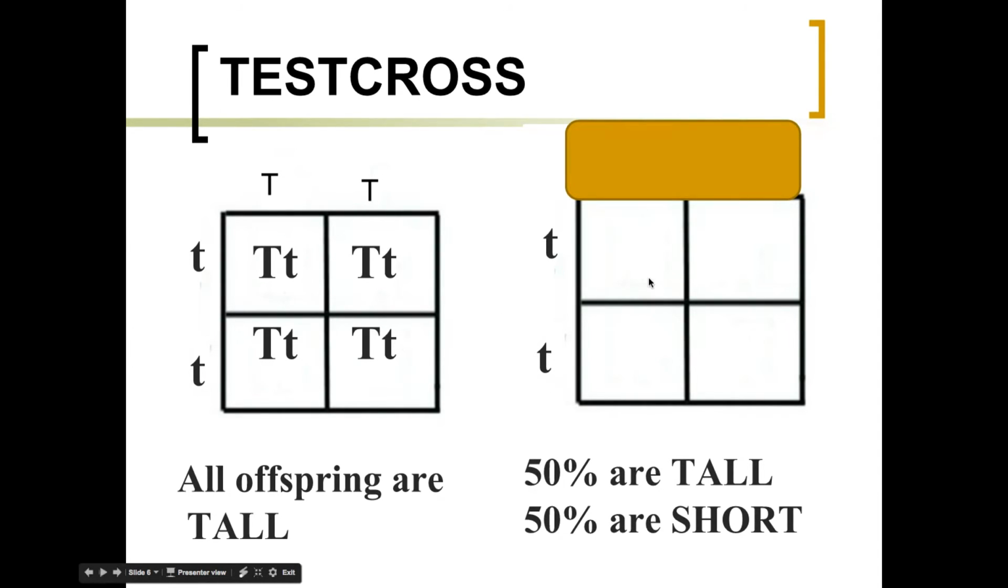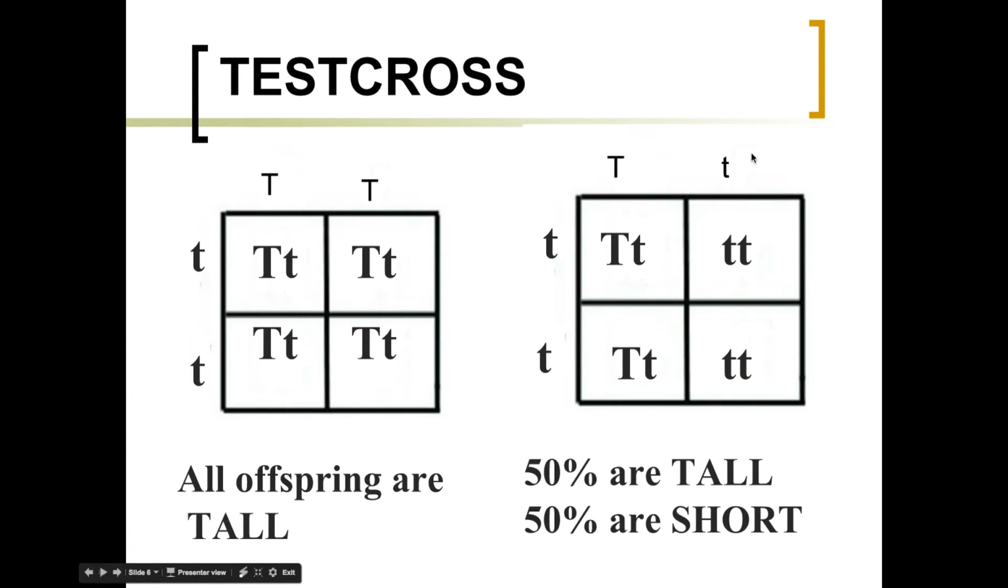However, if we go ahead and do this test cross, and we find that half of the children are tall, and half of them come out short, well, we know, working backwards, the only way we can make a short plant is with two little t's. So that other letter must be a little t. Our unknown parent is heterozygous.